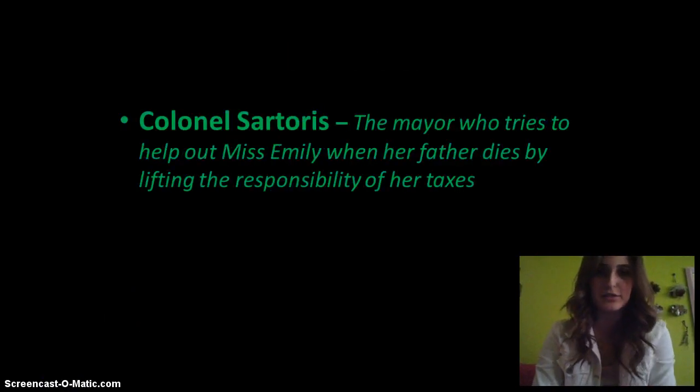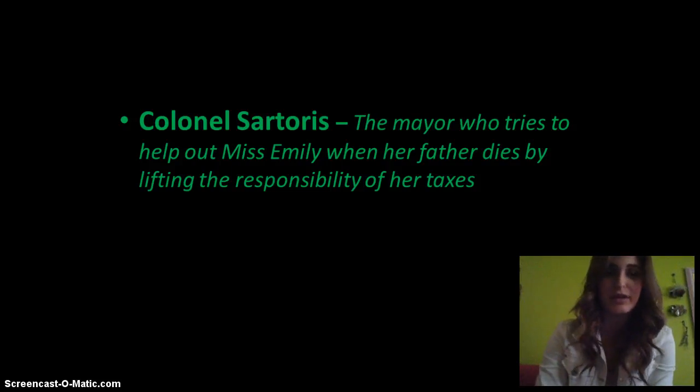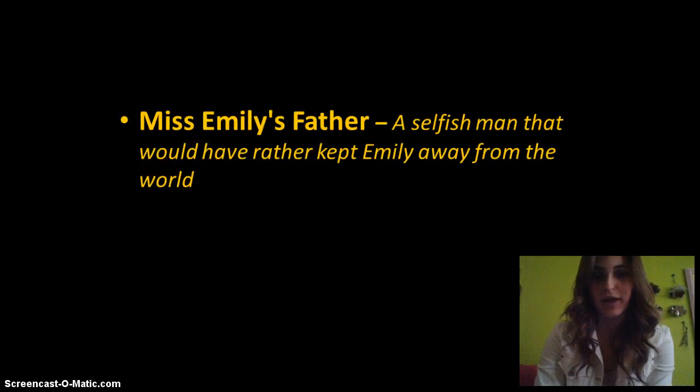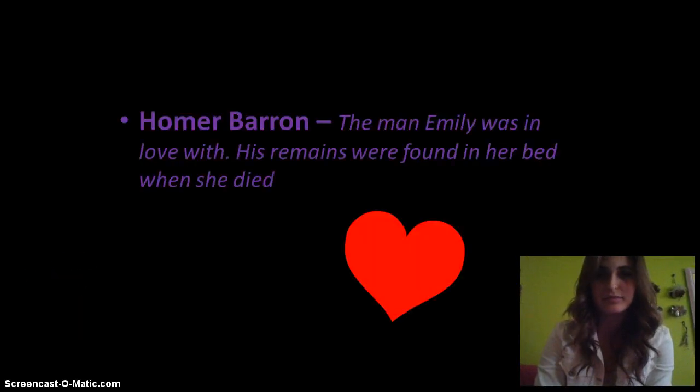The next one is Colonel Sartoris. He's the mayor, and once you see Emily going through this depression, and she's letting her house go, she's not coming out of it, and the neighbors are getting concerned, he helps her out when her father dies, and he relieves her of paying her taxes. Miss Emily's father is the next one, and he is a very selfish man that would have rather kept Emily away from the world and had her to himself.